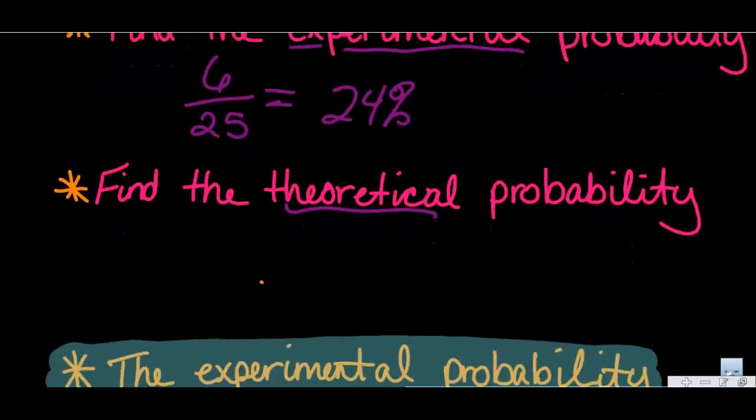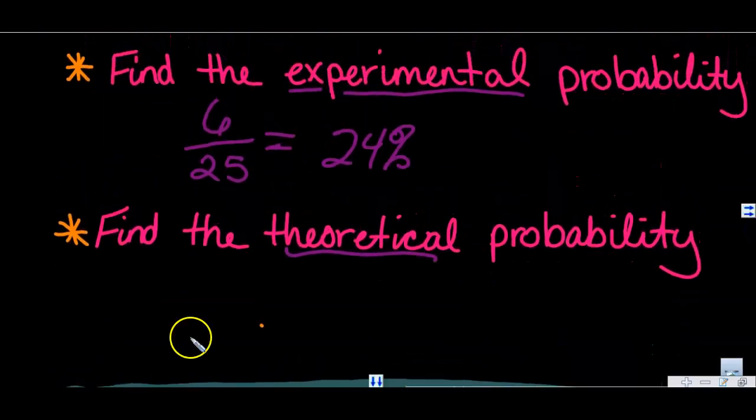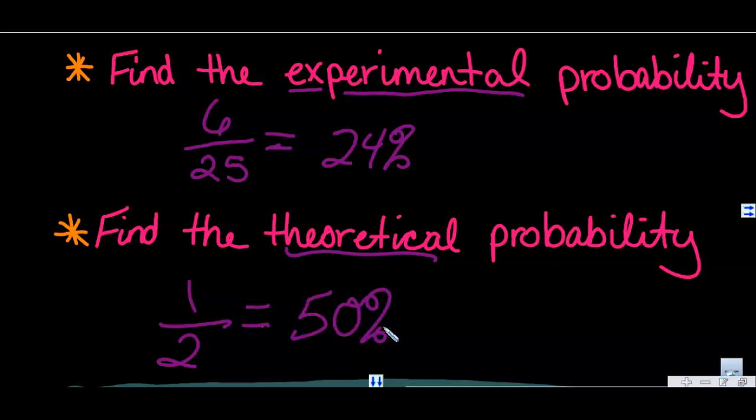But theoretically, we only have 2 sides, and we only wanted heads. So we had 1 favorable outcome over two possible. Most of us understand that flipping a coin, we get a 50% chance. It's either going to be heads or it's going to be tails. Theoretically, sometimes that doesn't always happen.